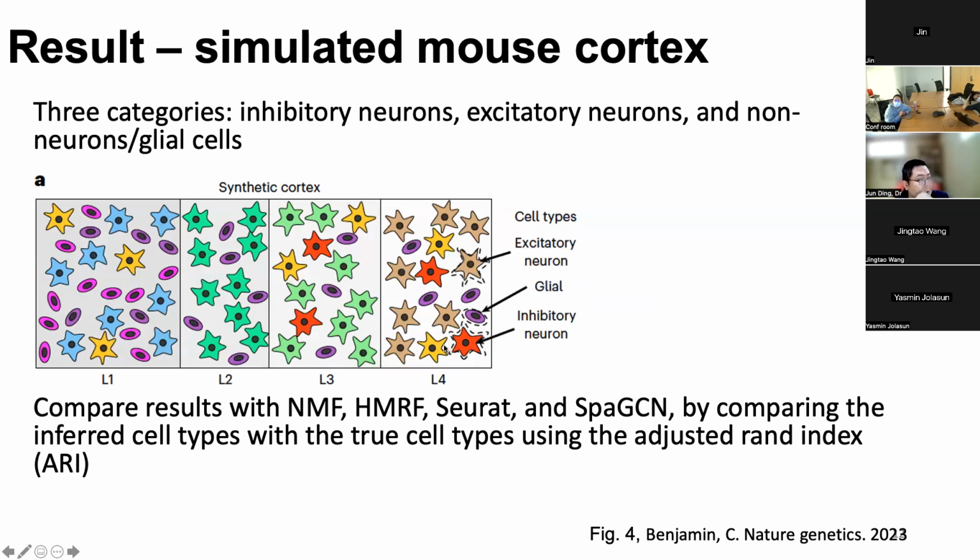Anyway, excitatory neurons in the cortex, glial cells, and inhibitory neurons are the three different categories for this cortex data set. Also, they introduce two different kinds of noise: spatial noise leakage, which randomly swaps some reads of neighboring cells, and additive noise that follows random, spatially smooth patterns. And they compare with other methods, NMF, HMRF, Seurat, and SpaGCN, based on the ARI.